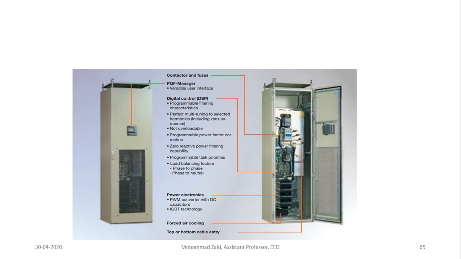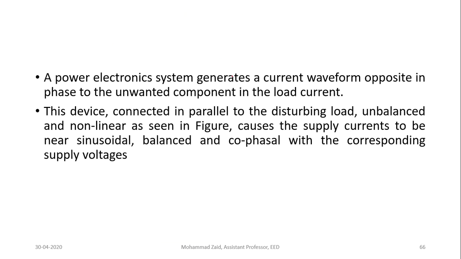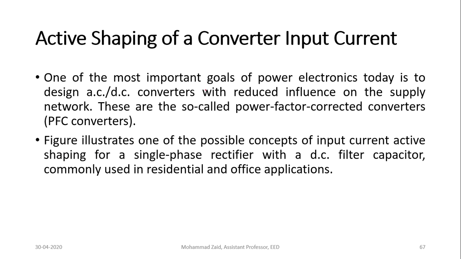This is a practical ABB active power filter, from where I have taken this. In any industry you will find these are the cases in which active power filters usually work. They are basically PWM converters with a DC capacitor, using IGBTs, with programmable power factor correction and zero reactive power filtering capability. These are the characteristics of this practical active filter. I have already explained how it works.